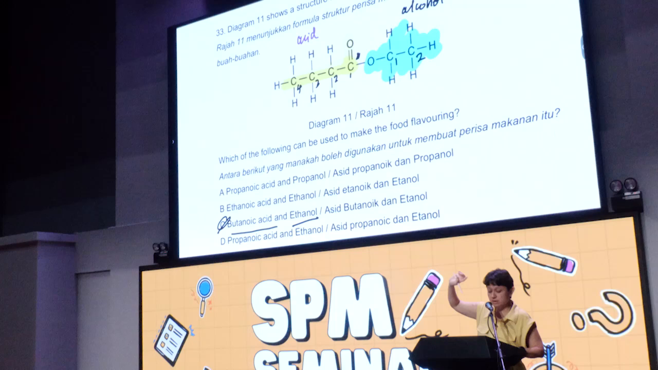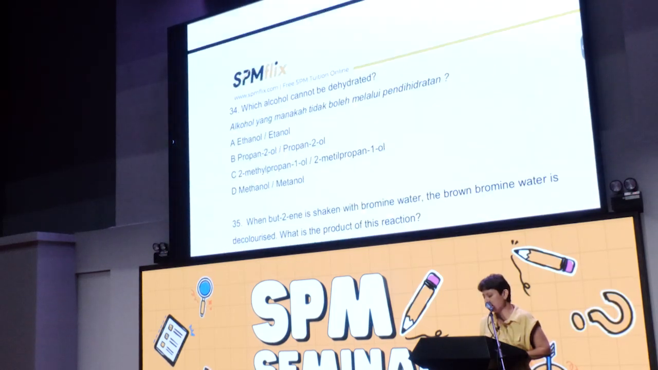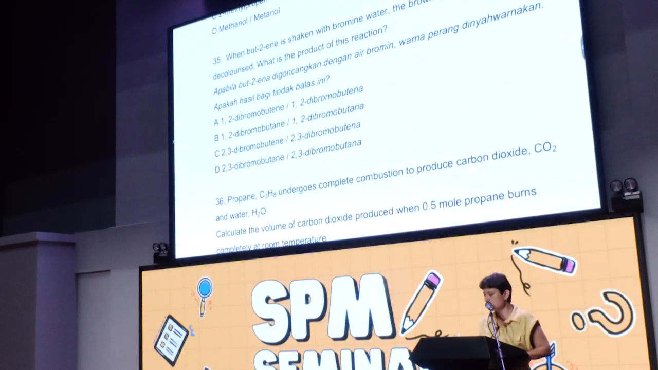Done? Okay. Look at question 35. It's on the next page. Question 35 is a tricky question. You cannot just do it like that. Mesti lukis. Mesti lukiskan. You have to draw out the structure. The structural formula, you draw it out first. Lukiskan, then only you can answer the question. If not, you don't know what you're doing.